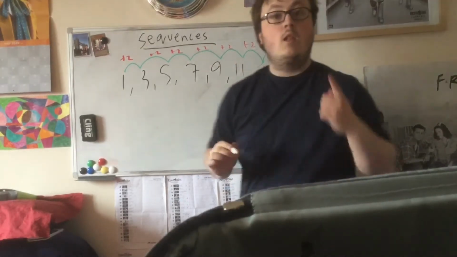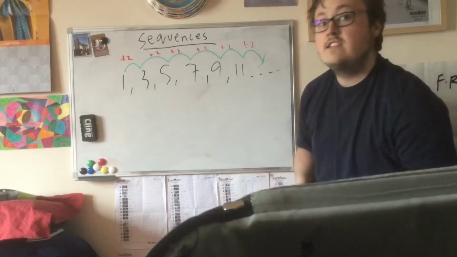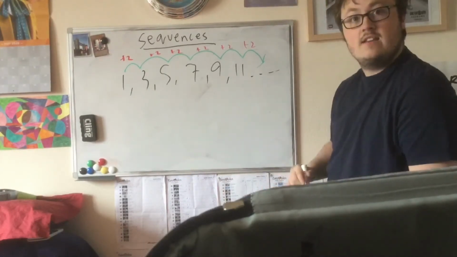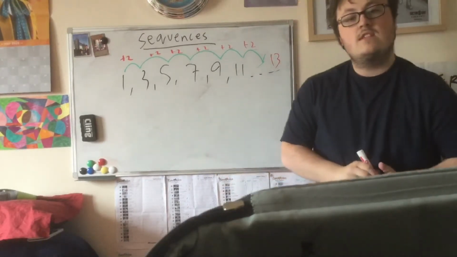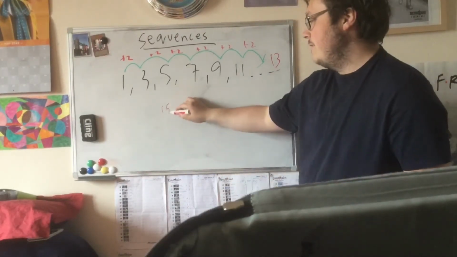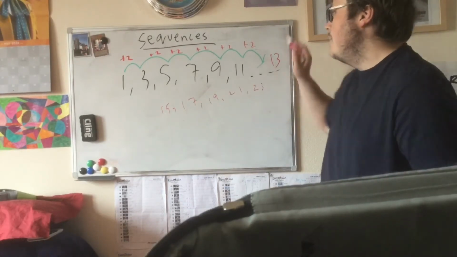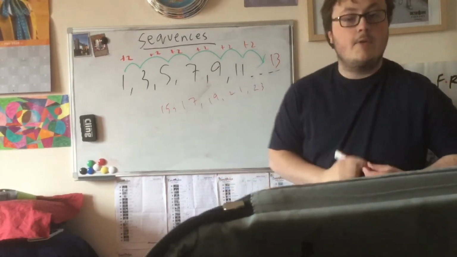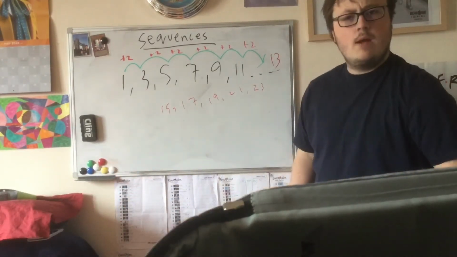And that will help us find our next term. Because if we know that it's going up by 2, we just add 2 to 11 to get 13. And we can do this forever. 13, 15, 17, 19, 21, 23. Because we know it's going up by 2 each time, we can now continue with it. Let's try a more difficult one.